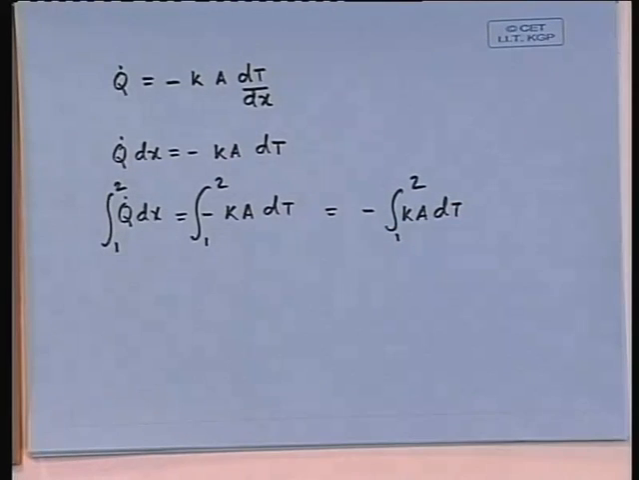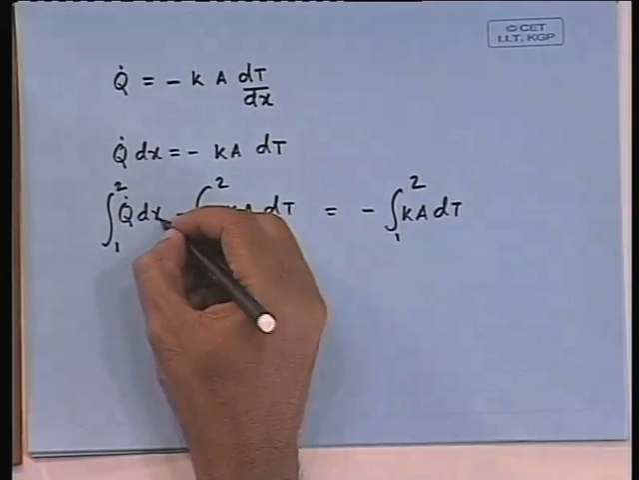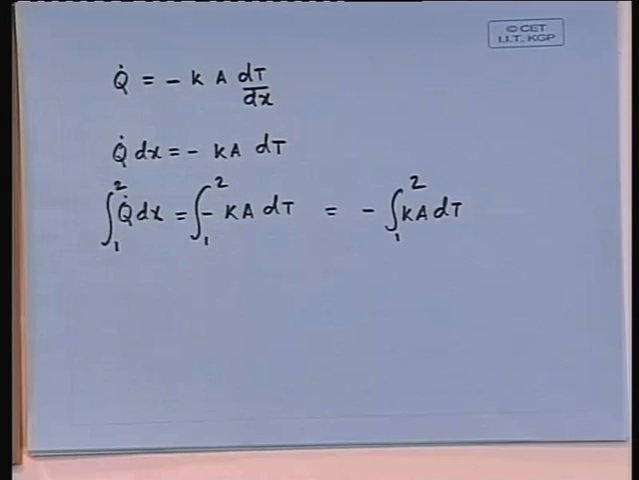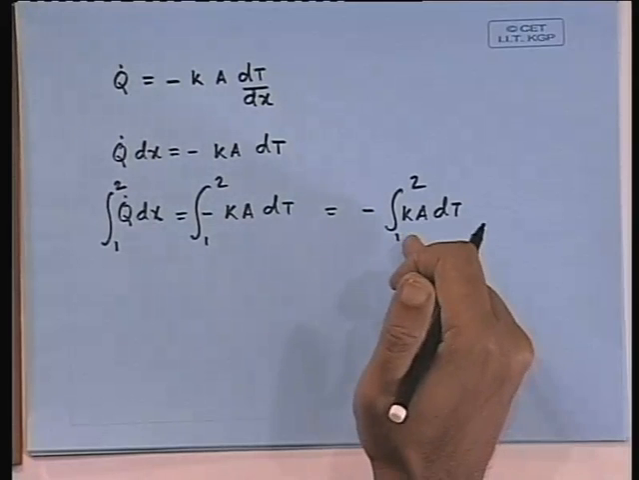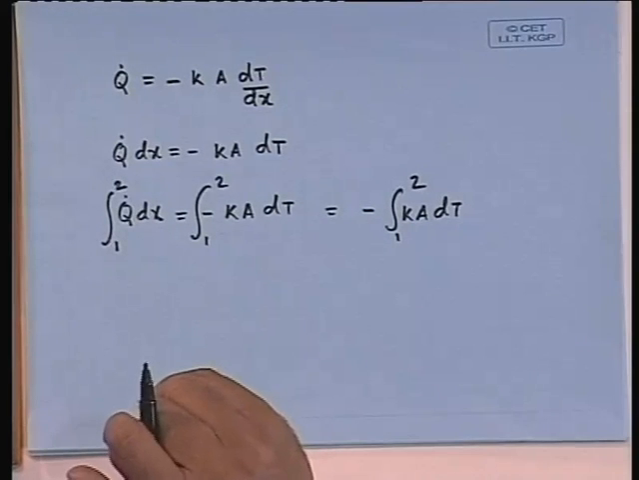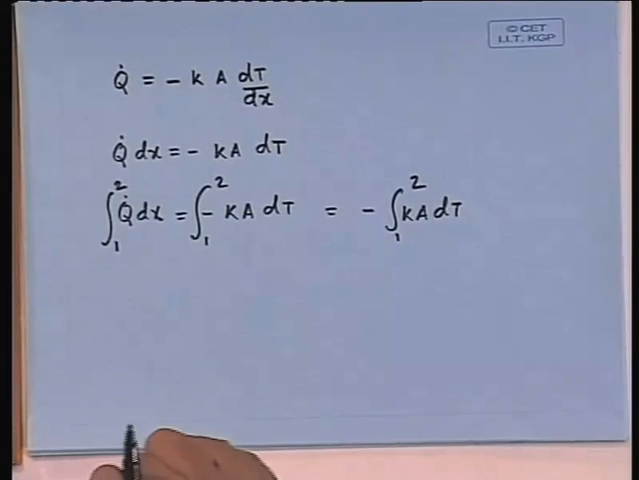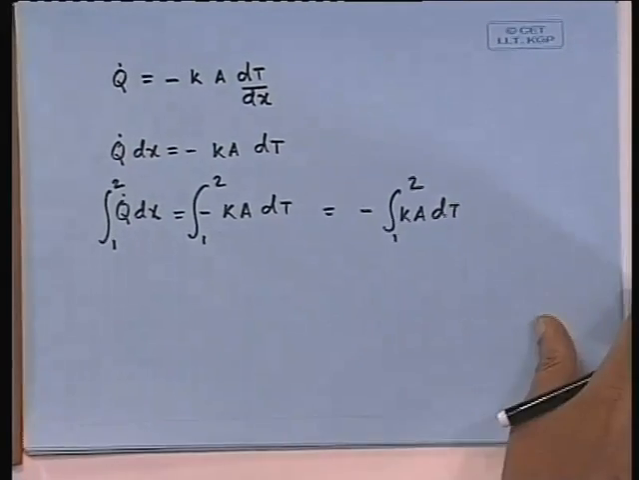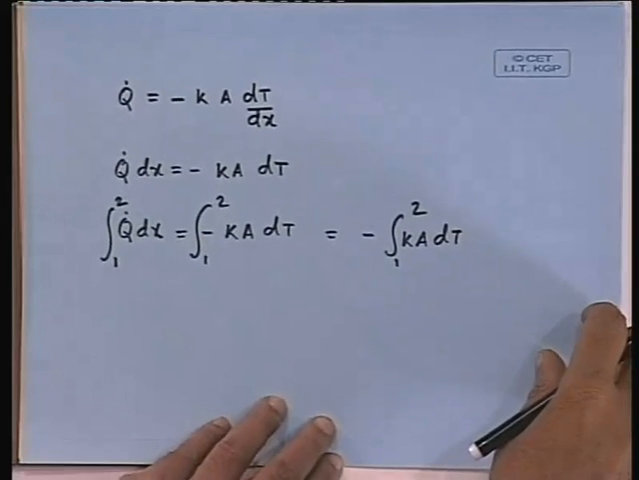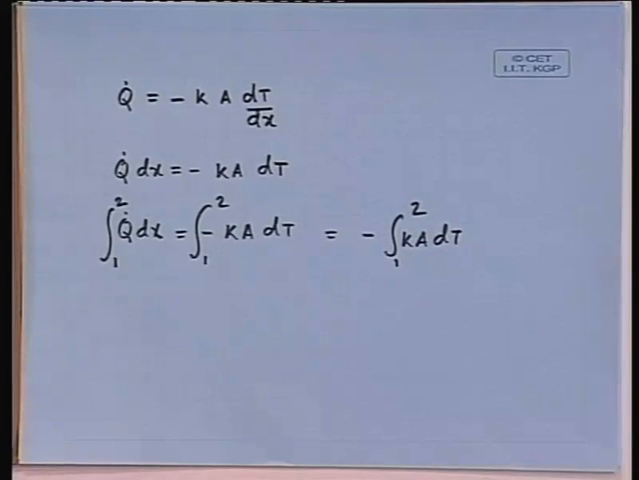Now, this integration can be done, and the result which I have shown can be obtained if K, the thermal conductivity, is independent of temperature, and the area is also constant between point 1 and 2. Then only this integration can be done, and that is what we have done. In the plane wall, we have assumed the area is constant, plane wall means area is constant, and we have also assumed K to be a constant.